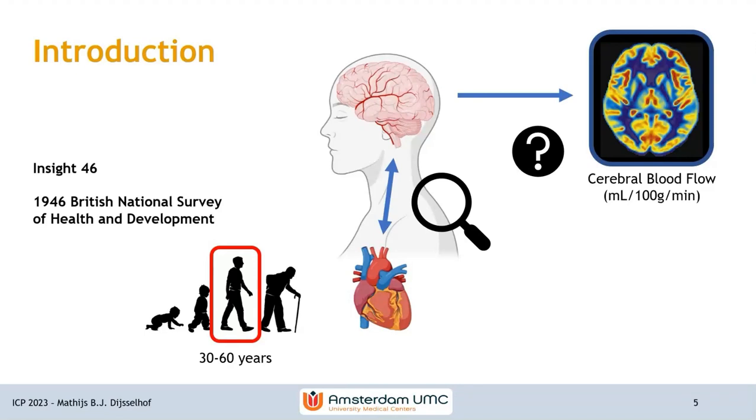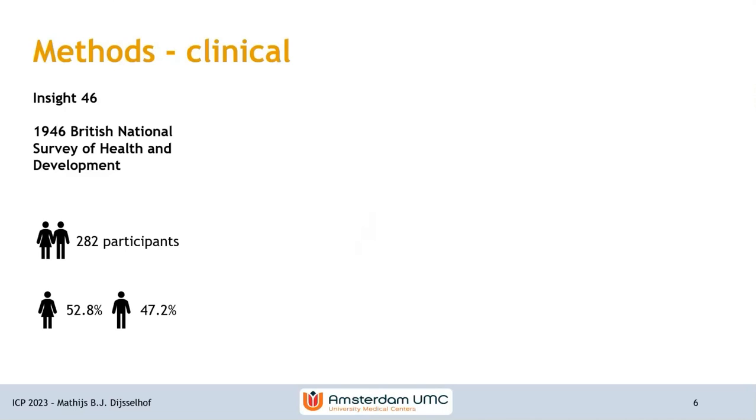And what we can use for that is the INSIGHT 46 cohort, which is a sub-cohort, a neuroimaging cohort of the 1946 British National Survey of Health and Development. And this cohort includes participants that have all been born in the same week in March 1946, and they follow them throughout their lives. So the original cohort is pretty big, around 5,000 subjects. The INSIGHT 46 neuroimaging sub-cohort includes only 500, and unfortunately only a subset of that completed their ASL scanning. So we've got 282 participants, slightly more females than males.